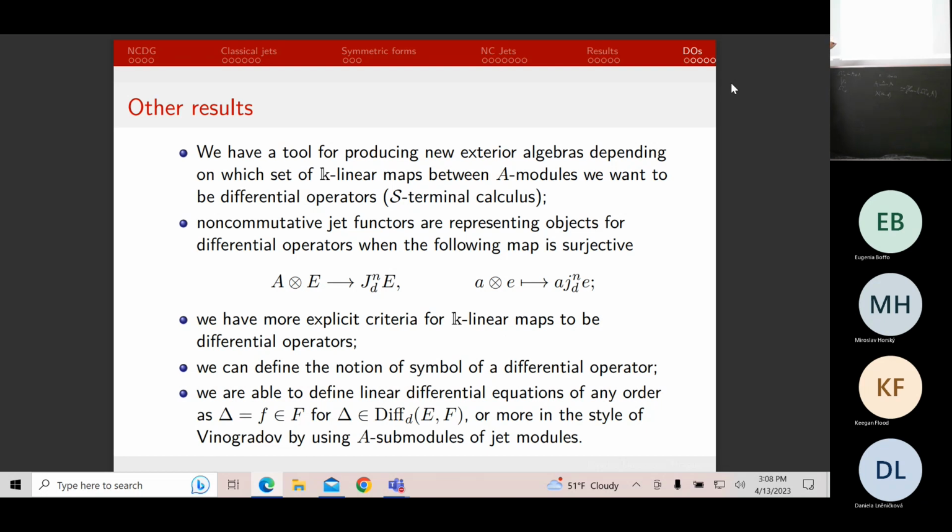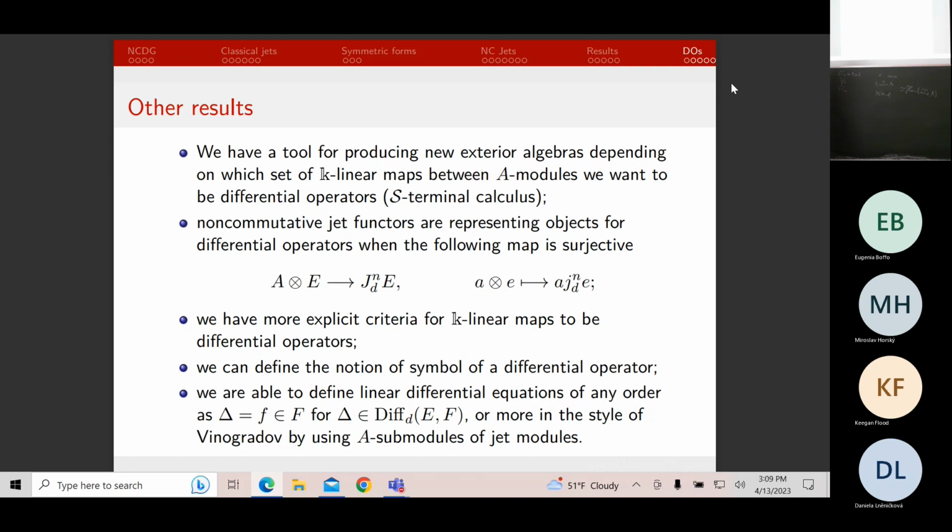And this is the important point that relates these jets with the ones we saw last week, which basically tells us that our jets can still be representative objects for differential operators, but that happens if and only if this map is surjective. So in a sense, if and only if J^n of D can be seen as a quotient of A tensor E, which is exactly the formulation of last week's test.